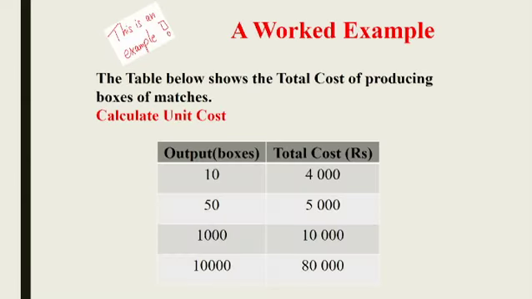Let us see an example of how to calculate unit cost. The table below shows the total cost of producing boxes of matches. Calculate unit cost. When output is 10, total cost is 4,000. When output is 50, total cost is 5,000. When output is 1,000 boxes, total cost is 10,000 rupees. And when output is 10,000 boxes, total cost is 80,000 rupees.